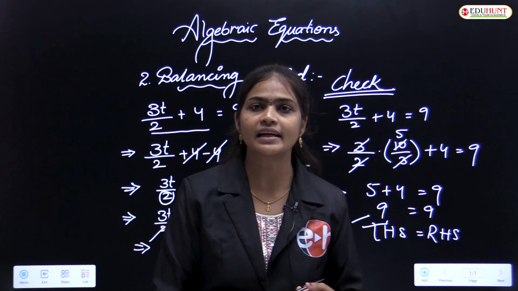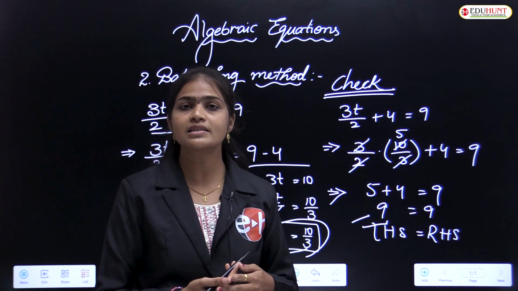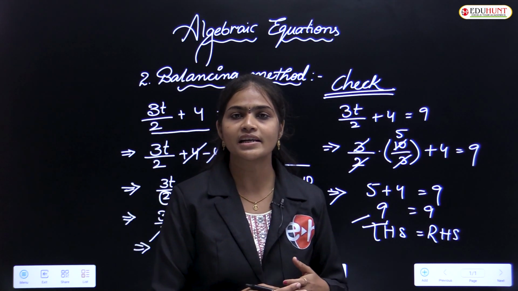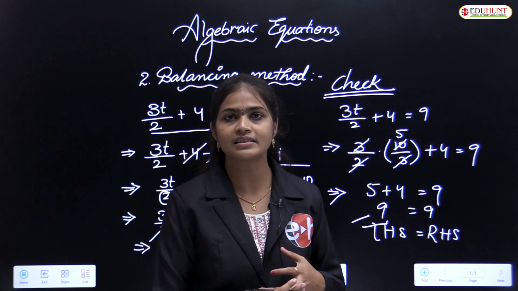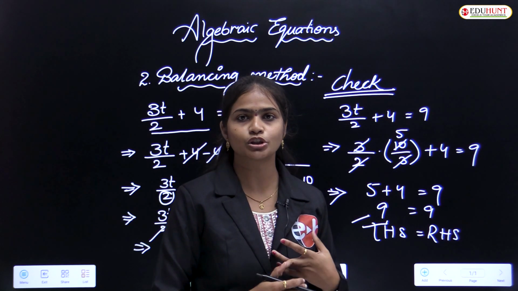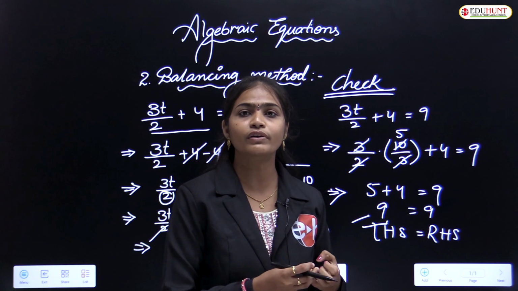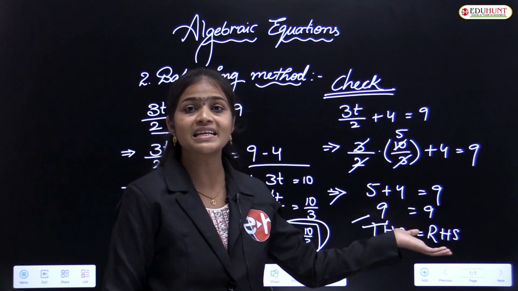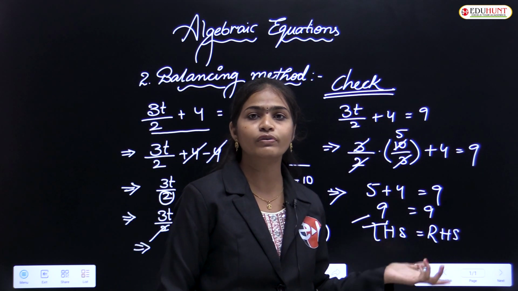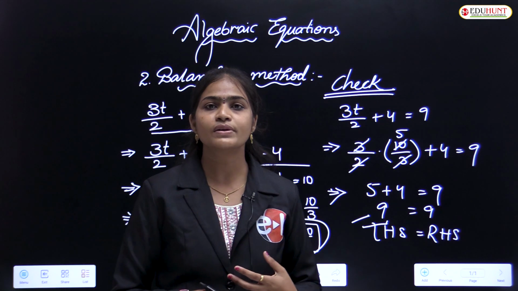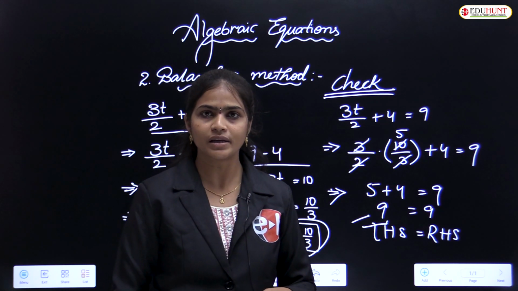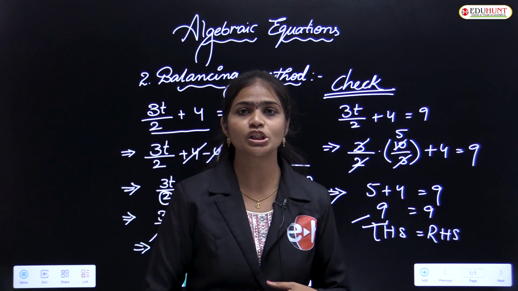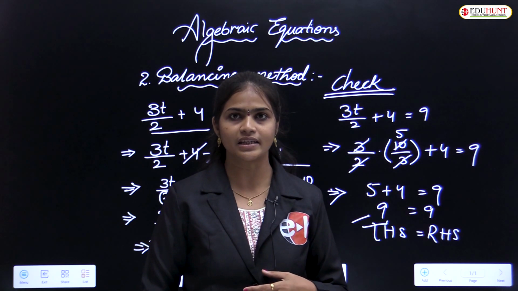Then only we will get the correct equation. How can we say that we get the true equation? When the value satisfies the LHS and RHS, then we can say that the given equation is true, and the value we got is also correct. How can we check? By using the checking process, by substituting the value we got. So in this video we discussed the balancing method. In the next video we will discuss the transposition or transposing method.